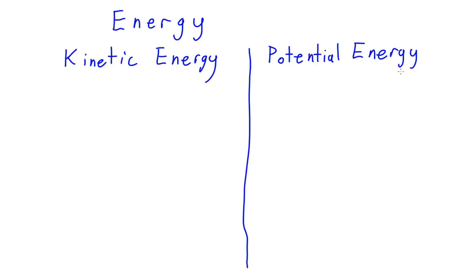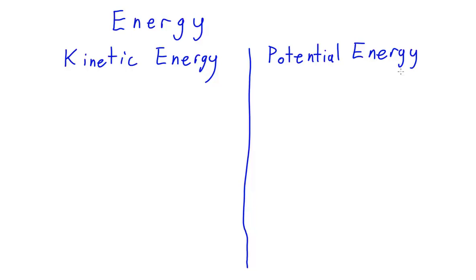Kinetic energy is the energy that an object has because of its movement, whereas potential energy is energy which has been stored, or the energy that an object has because of its interaction with other objects. So essentially, energy is either movement or the potential to create movement. We can explore each of these two categories in more detail.